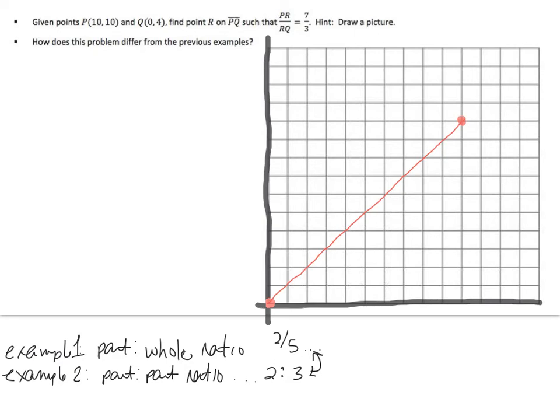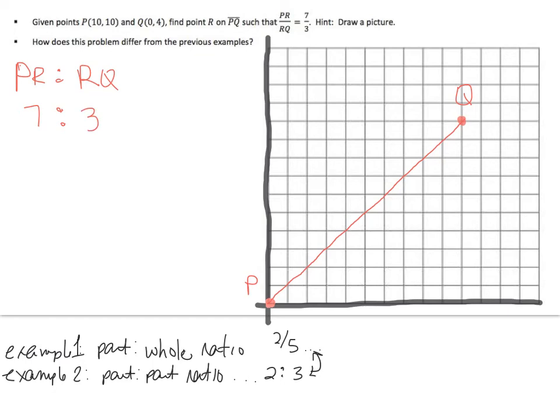So in previous examples, we were comparing the distance from the new point to the entire length of the segment. Now we're comparing lengths of the two parts of the segment. So the length of PR and the length of RQ. Point R is what we're looking for. It partitions the segment PQ. I should label that PQ. I'm looking for R. So it partitions the segment PQ so that PR is proportional to RQ, 7 to 3.